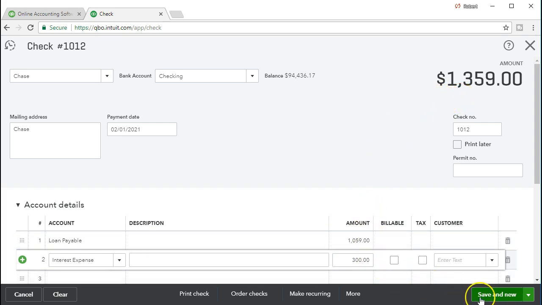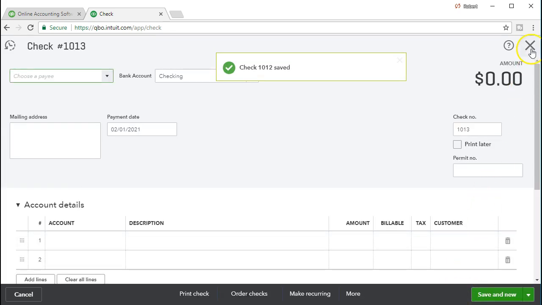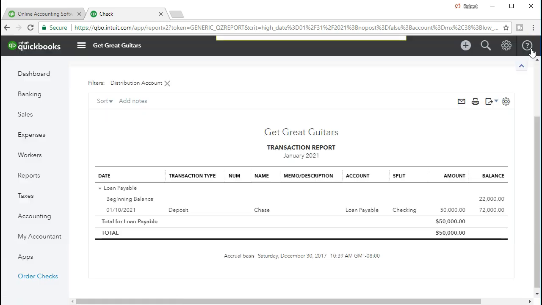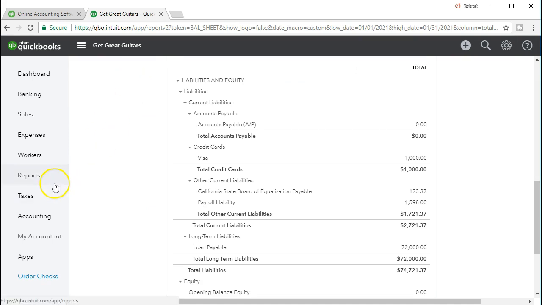So we will go ahead and save and new for this transaction. And let's see if it does what we believe it should. So we're going to close this back out. We're going to go back to the balance sheet. So I'm going to go back to the balance sheet up top, or go to reports, balance sheet.